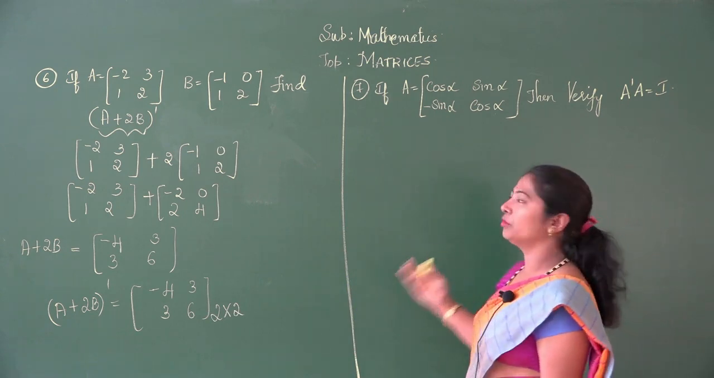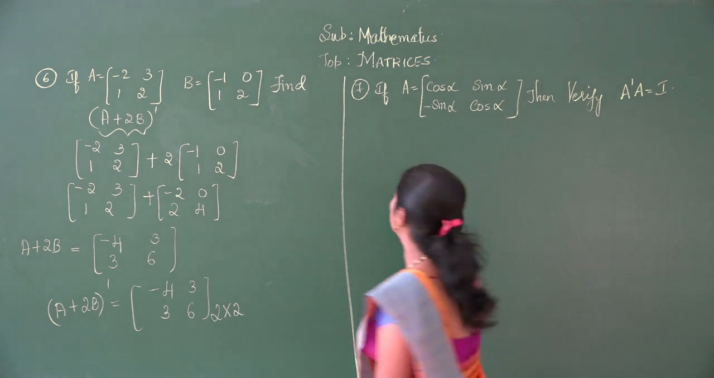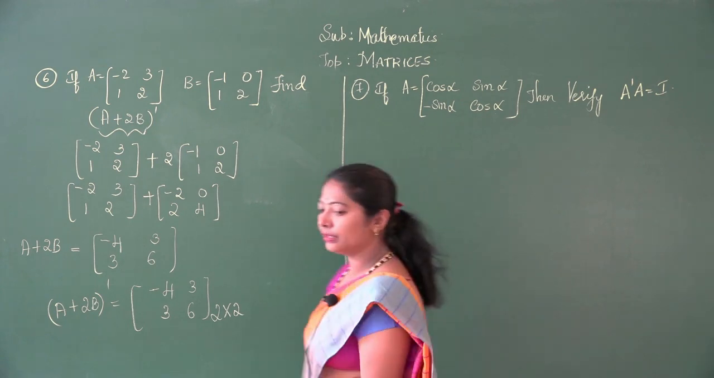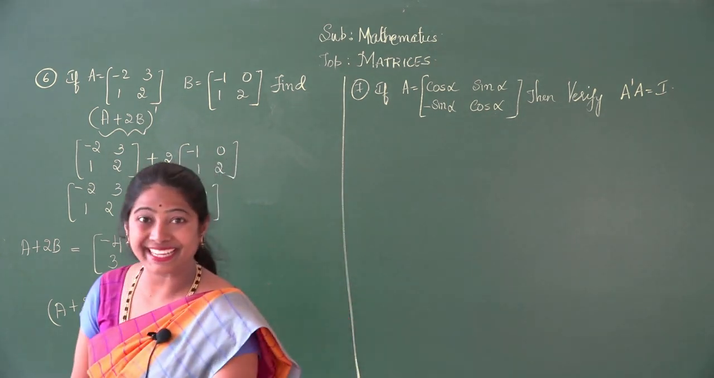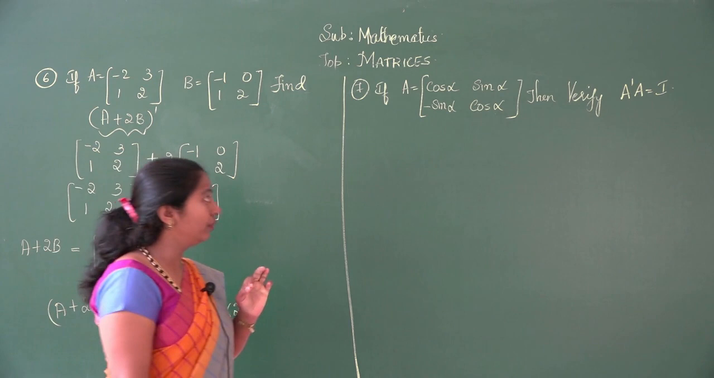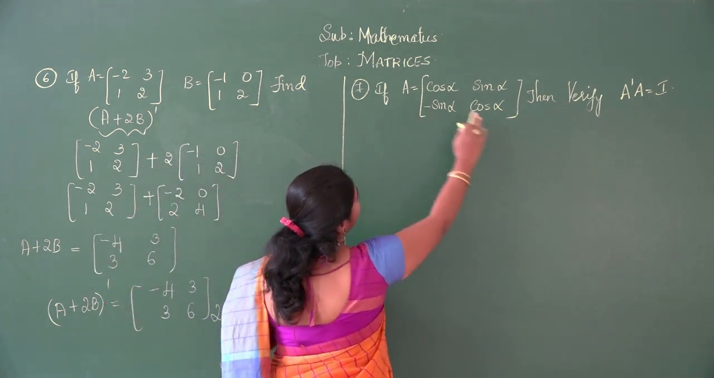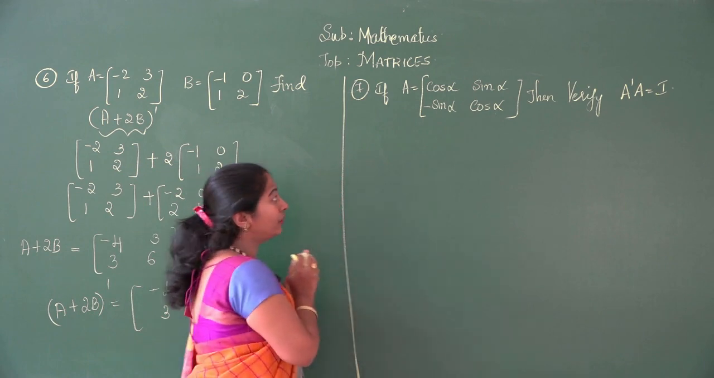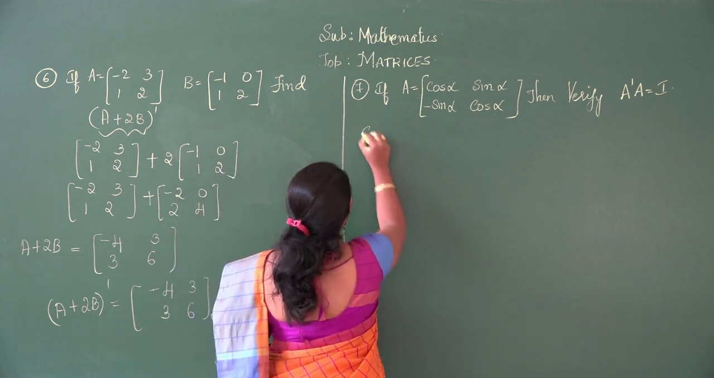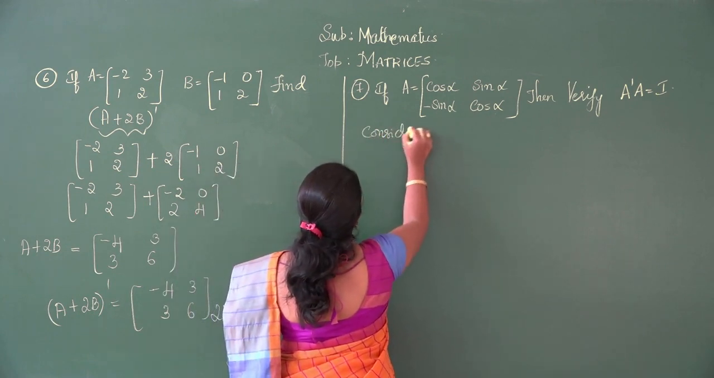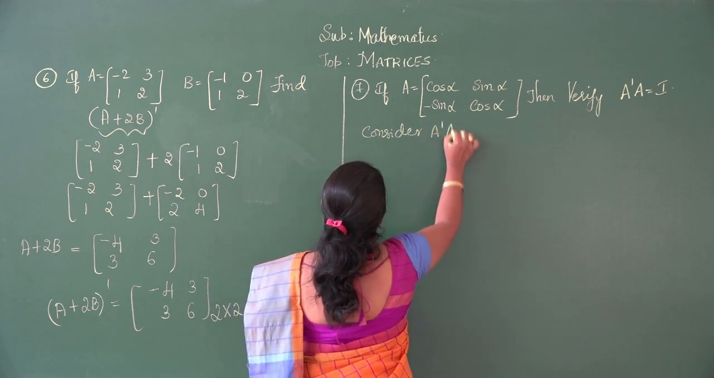If A is equal to [cos alpha, sin alpha; minus sin alpha, cos alpha], we are going to prove that A dash into A is equal to I. This is the A matrix. We are supposed to find A dash into A. What is A dash? Consider A dash into A.